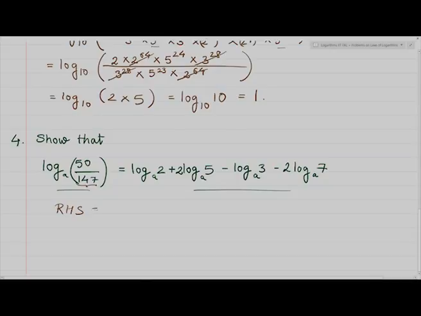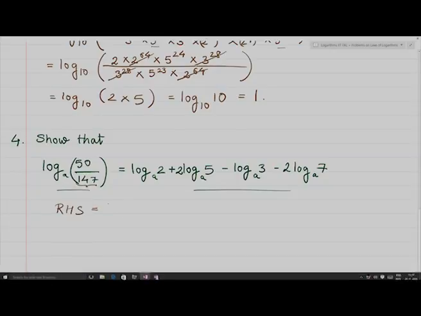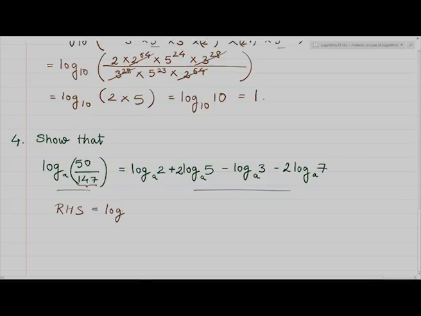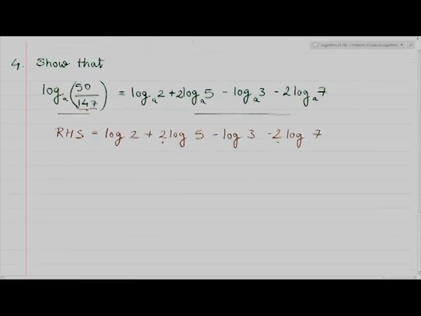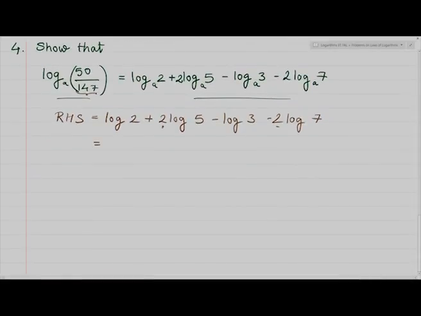So, RHS, let us take the RHS, which is equal to log, I will suppress the base now, log 2 plus 2 log of 5 minus log of 3 minus 2 log of 7. Okay. So, now if I want to show this is equal to the left hand side, I need to use multiplication rule, power law, because these terms are here. So, I need to use power law, multiplication rule, and quotient rule. By this time since we have solved 3 problems, this should be clear.